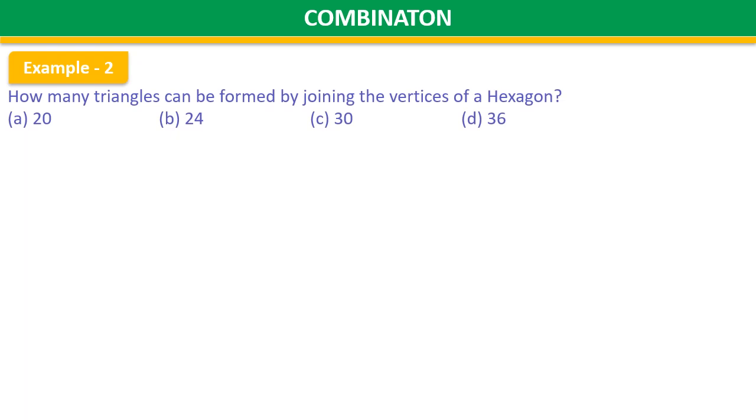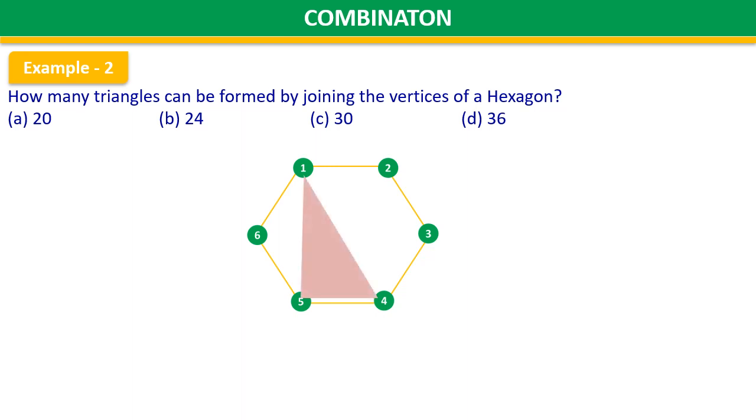Let us take another example. How many triangles can be formed by joining the vertices of a hexagon? A hexagon has 6 vertices. To form one triangle, I need any 3 vertices. For example, like this, this is the first triangle, as I choose randomly 3 vertices, or like this. So how many such triangles can be formed?